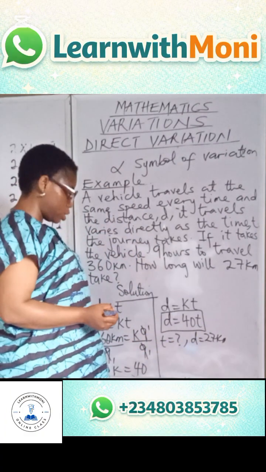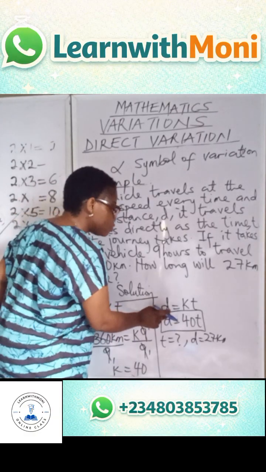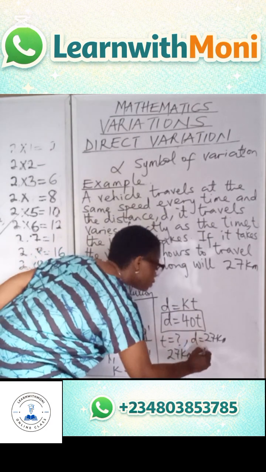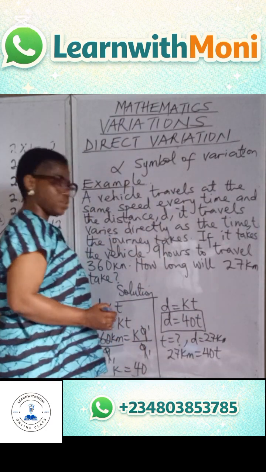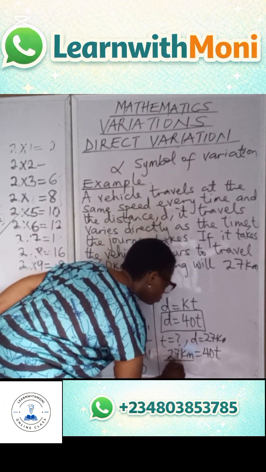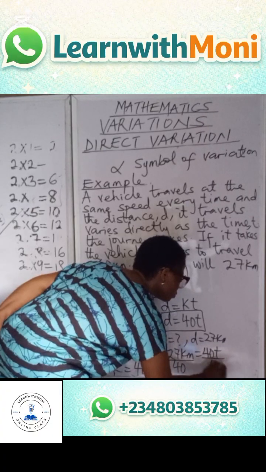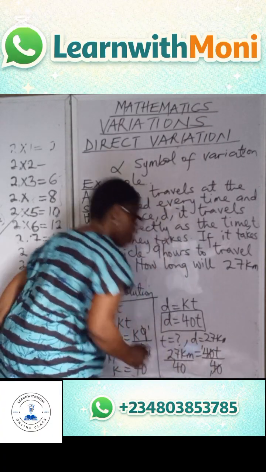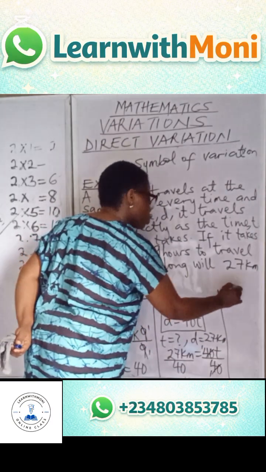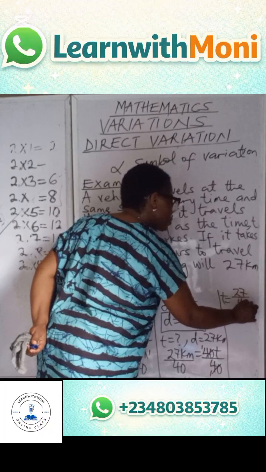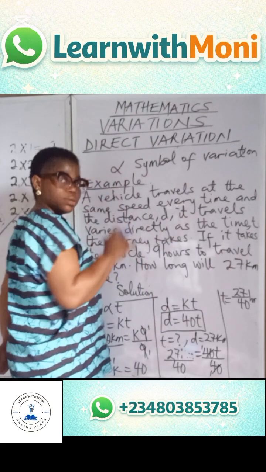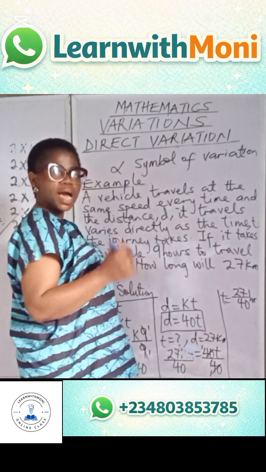So let us substitute into the equation. When d is 27 kilometers and we have 40t, what is going to be t? We have to divide both sides by 40. So let us do that. 40 divides 40 one time, and we are left with t. The t is equals to 27 over 40. That is 27 over 40 hour, because we are working with hour.